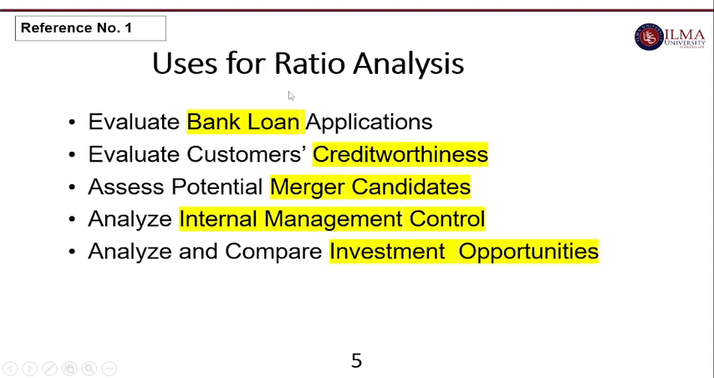Use of ratio analysis, that is, why ratio analysis is used. First, evaluate bank loan applications. It is used in banking applications. Second, evaluate customers' creditworthiness. Third, assess potential merger candidates. Fourth, analyze internal management control. And fifth, analyze and compare investment opportunities. It's used in all of these, 1, 2, 3, 4, 5. Over here, it's the use of ratio analysis.